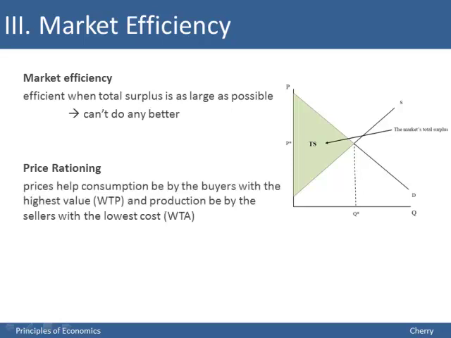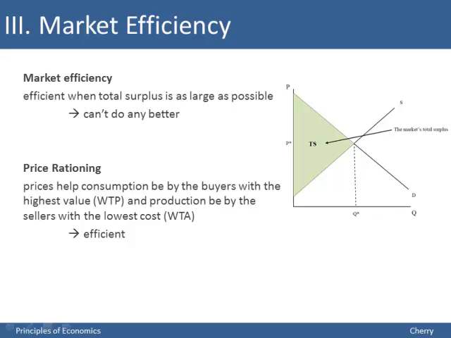And to understand how this works, we can consider the notion of price rationing. So prices help consumption be undertaken by the buyers with the highest value, willingness to pay, and the production is undertaken by the sellers with the lowest cost. And when you have that perfect price rationing, you can have an efficient outcome. So how does this work?